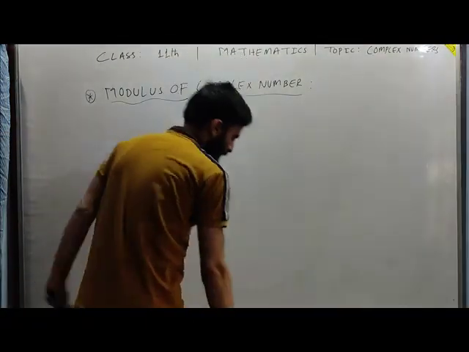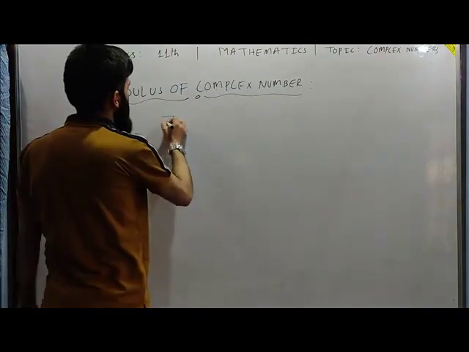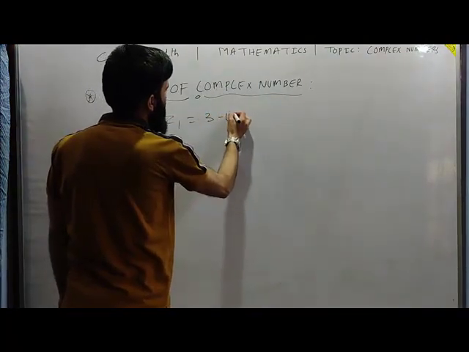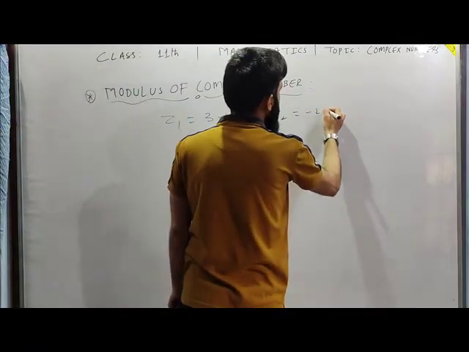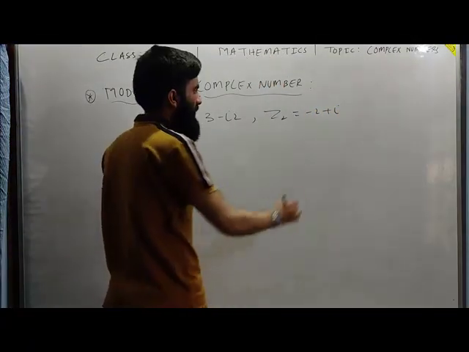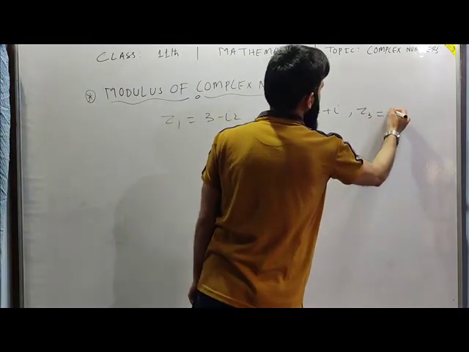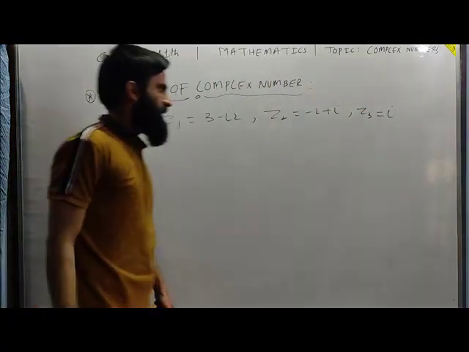Okay. So now moving ahead, let z1 be 3 minus iota times 2. And let z2 be minus 2 plus iota. And let z3 be iota only.